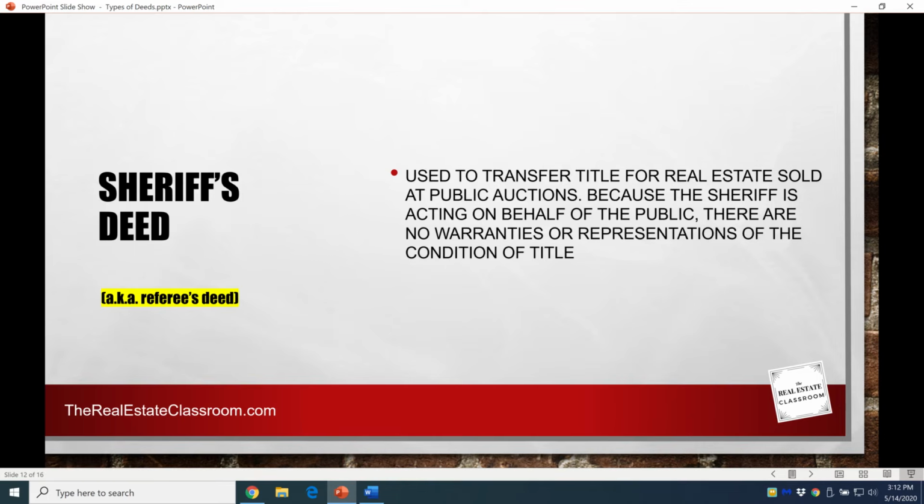Now, because the sheriff is acting on behalf of the public, for the benefit of the public, there are no warranties or representations of the condition of the title. So whoever purchased that property is going to get a sheriff's deed, and there may be all kinds of liens attached to that property. Typically, the people who go to sheriff's auctions regularly have relationships with title companies and abstract companies, and they will research the title before they even go to the auction. That's typically what happens. But buyer beware. If you show up and think you're getting a good deal, you may end up getting property that's liened up.